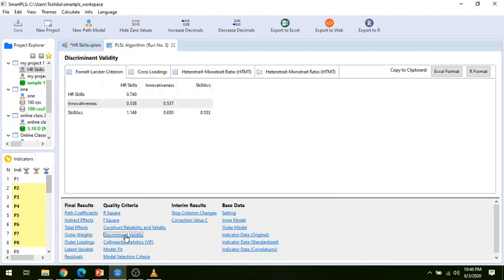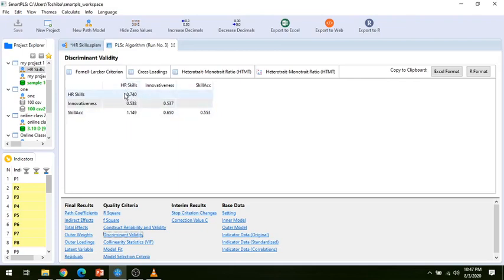And for discriminant validity, the first one you will see is Fornell-Larcker criterion, which says that the diagonal values are considered. This value 0.74 should be highest. This diagonal value should be highest among the horizontal and the vertical values.